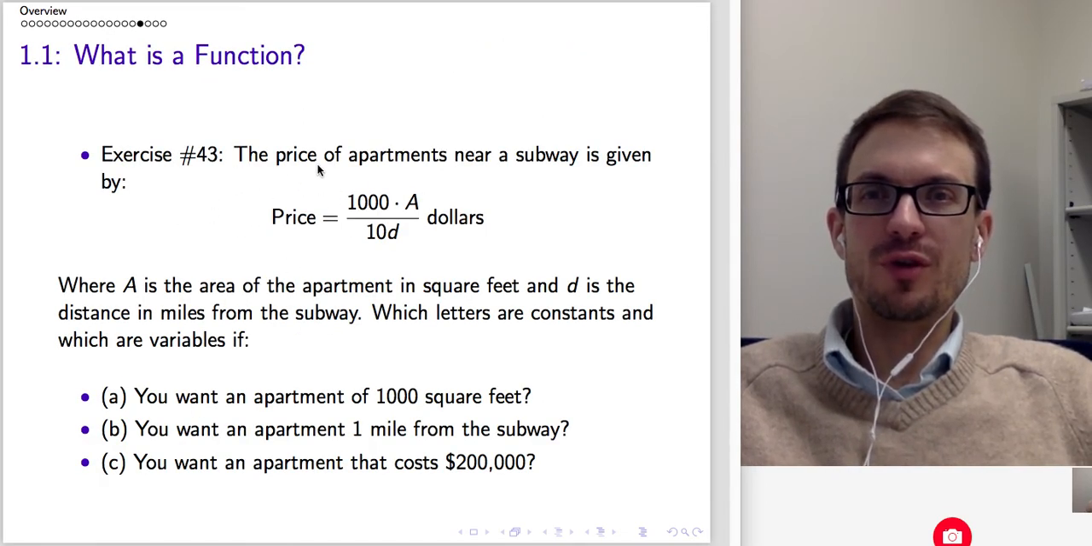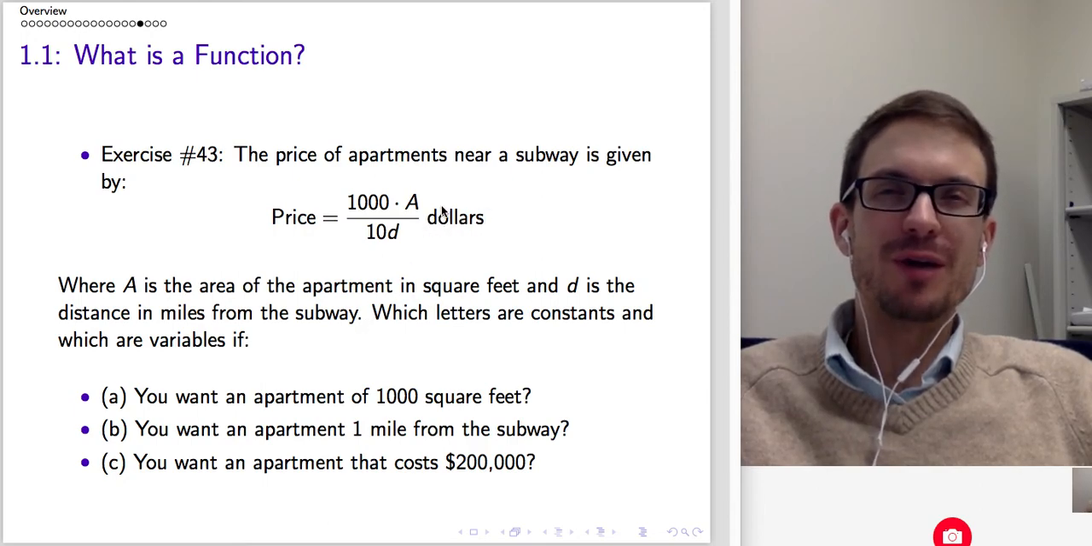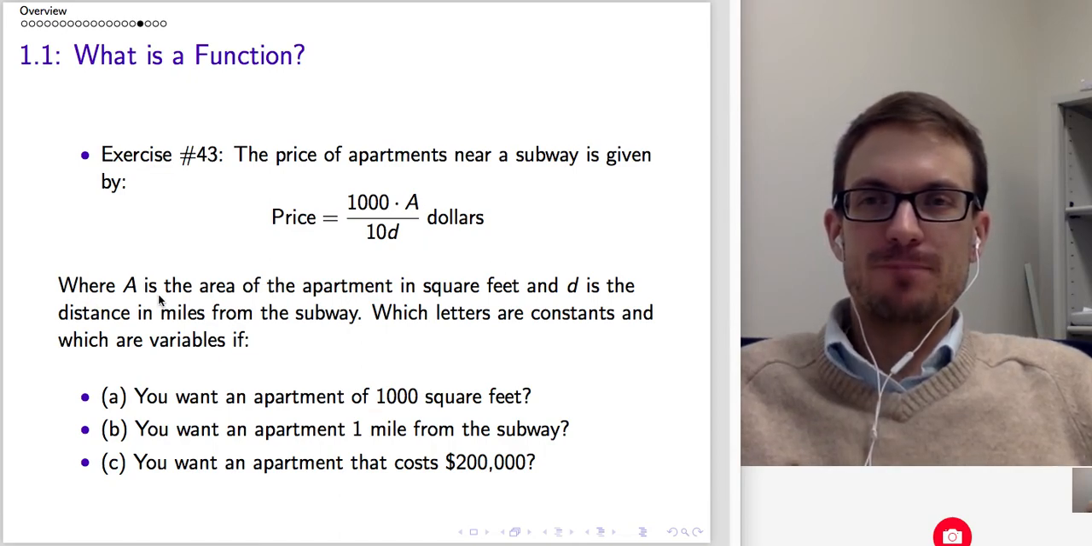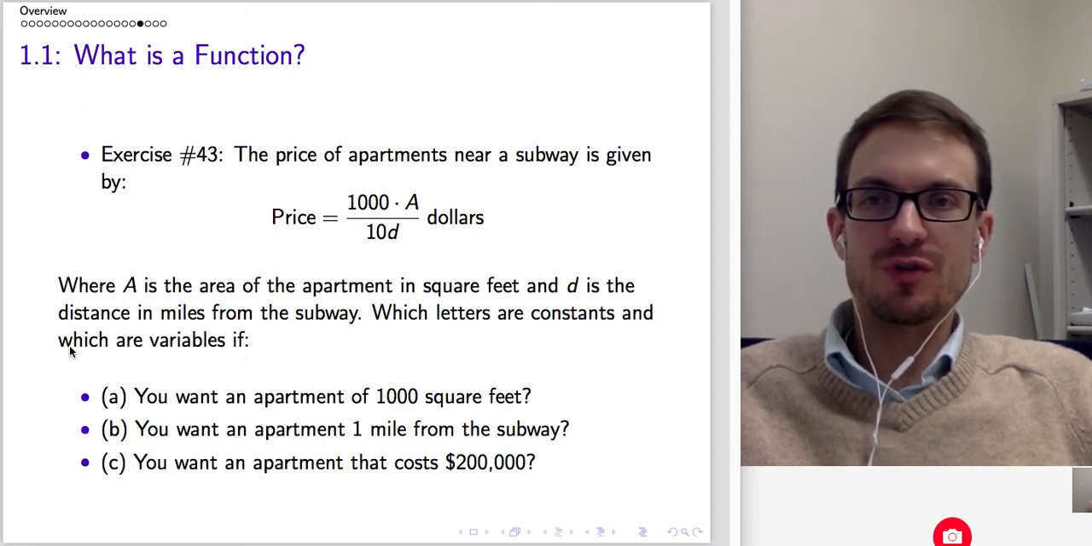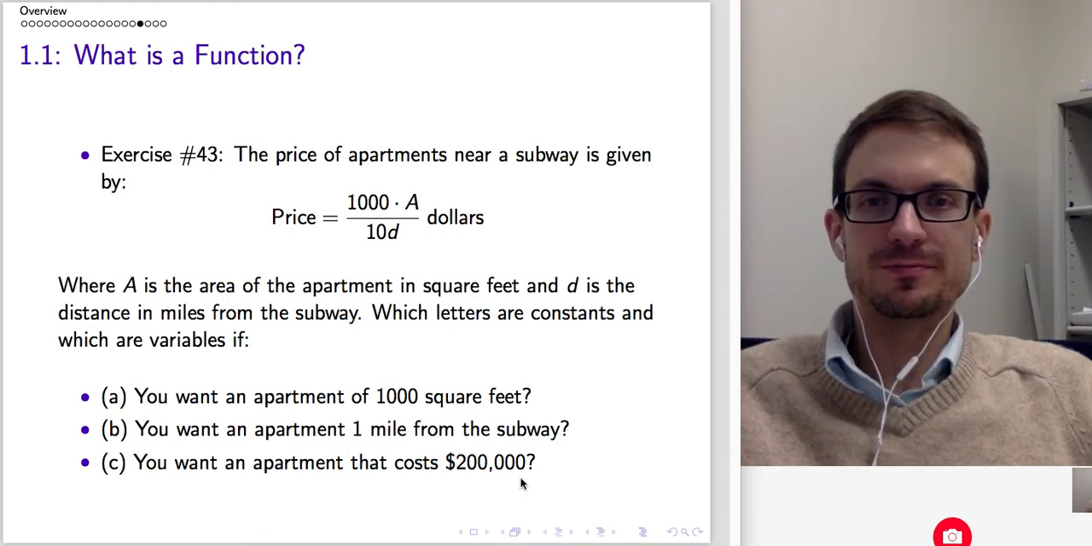Okay, exercise 43. Suppose the price of apartments near a subway is given by price is equal to 1,000 times A divided by 10D in dollars. This looks like it's multiplied by dollars. It's not. This is just the units. We know A is the area of the apartment in square feet. D is the distance in miles from the subway. Which letters are constants and which are variables? Suppose we want an apartment of 1,000 square feet, or you want an apartment 1 mile from the subway, or you want an apartment that costs 200,000.